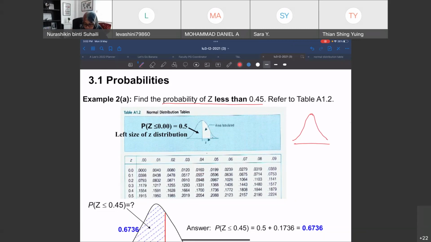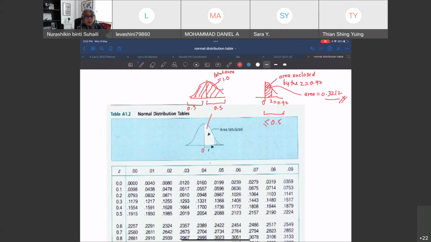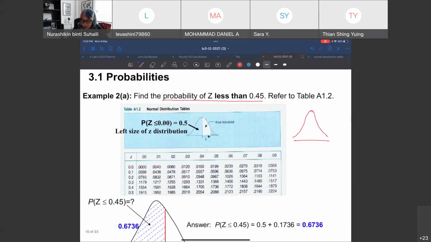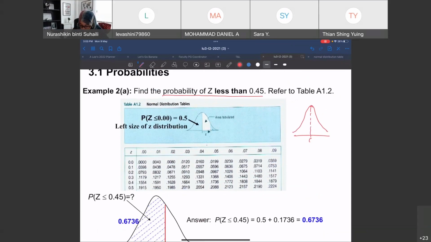The table just now only gives you one side. But whenever you want to solve the problem, you have to apply the whole distribution. So in this question, if we want to talk about Z less than 0.45, let's say this one is 0, and this one is Z equal to 0.45. The area should be anything less than Z equal to 0.45. So we know that the area here is 0.5. You don't have to look for it, because it covers the whole of the left area.